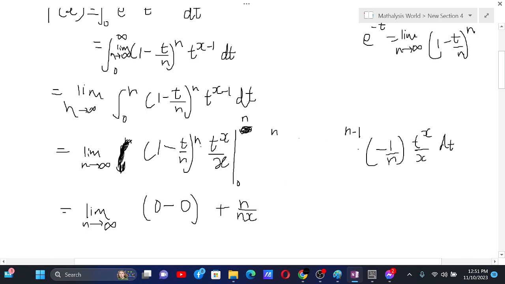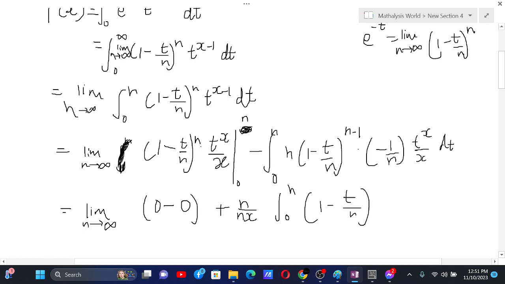Okay, this is kind of giving me trouble. So we were doing integration by parts, and here it should have been plus, and it should have been something like n times the integral from 0 to n of (1 minus t by n) to the power n minus 1. Fine now. So n by nx, integral from 0 to n of (1 minus t by n) to the power n minus 1, and then t to the power x, and then dt.